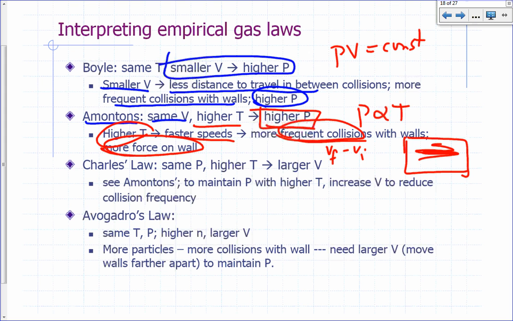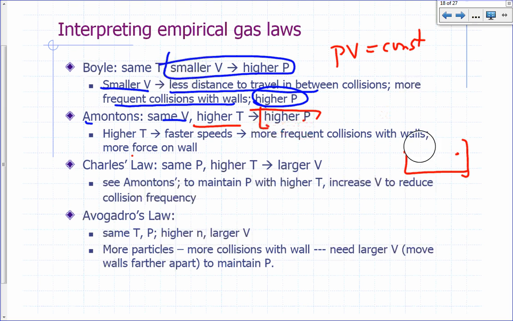And Charles' law, how do we explain that? Well, first we look at Hamilton's law. We say that the higher temperature would lead to higher pressure, right? So if you want to maintain the same pressure, then we're going to have to increase the volume to reduce the collision frequency. So that would explain Charles' law.